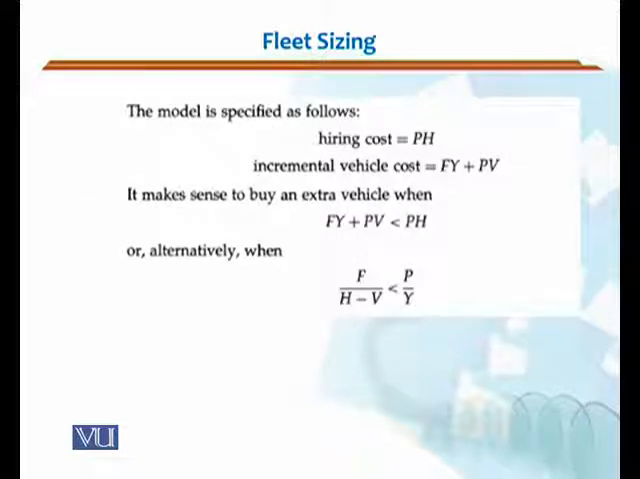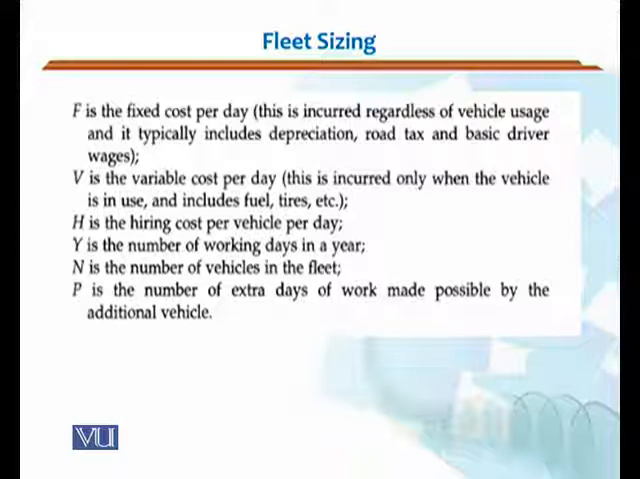So what do we have? We have a hiring cost. That would be a product of P and H. H would be the hiring cost per vehicle, and P was your number of extra days that can be earned because of hiring those additional vehicles. Then there is an incremental vehicle cost, which is Fy plus PV. V was the variable cost, F was the fixed cost, and Y was the number of working days in a year.